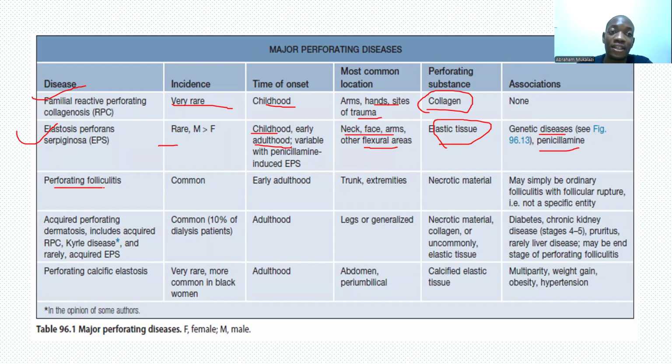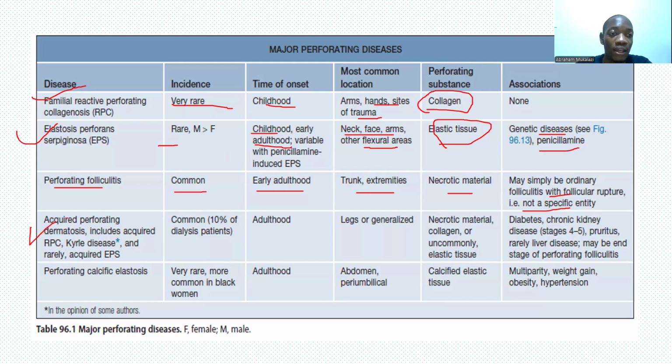Then we have perforating folliculitis, which is a little bit more common. Onset is in early childhood, commonly seen on the trunk and extremities, and in this case, you're eliminating necrotic material. It may simply be ordinary folliculitis with a follicular rupture, and actually it's not a specific entity. That's why I was telling you that in most literature they have actually dropped this folliculitis.